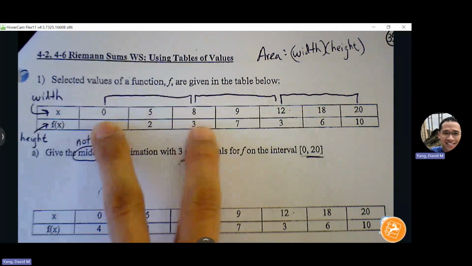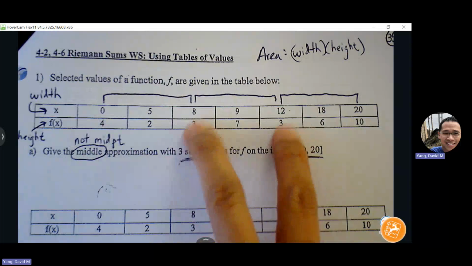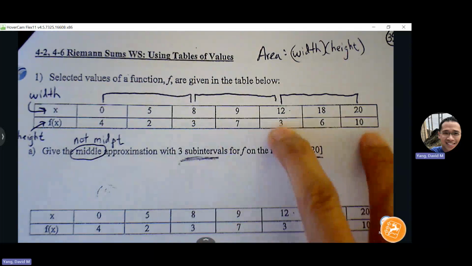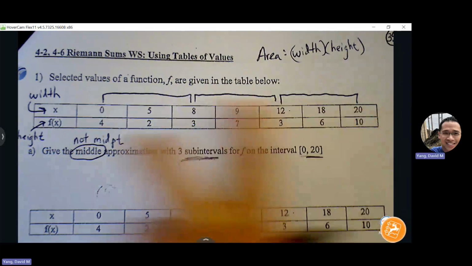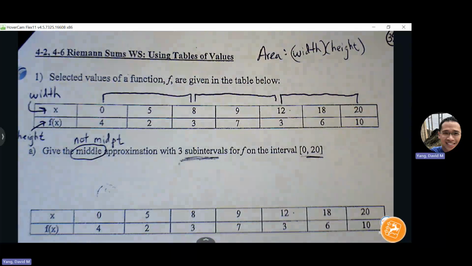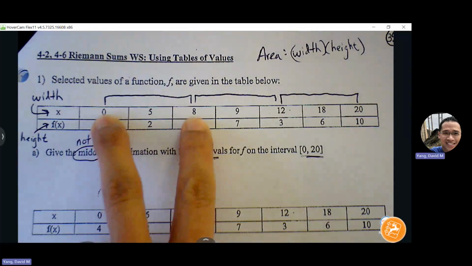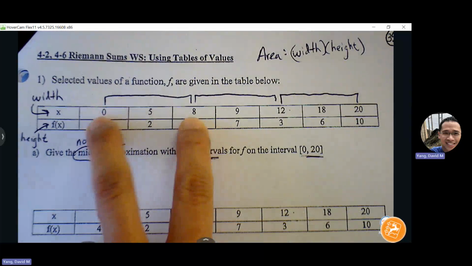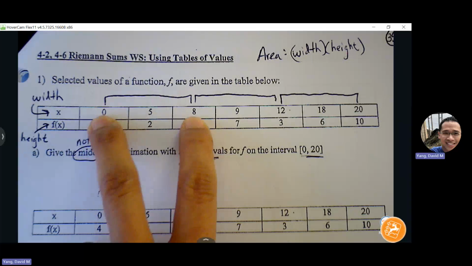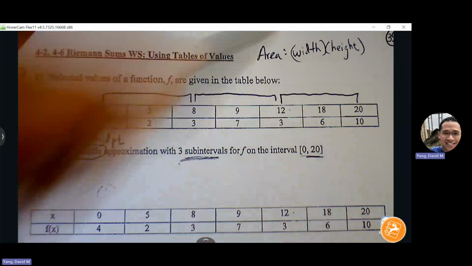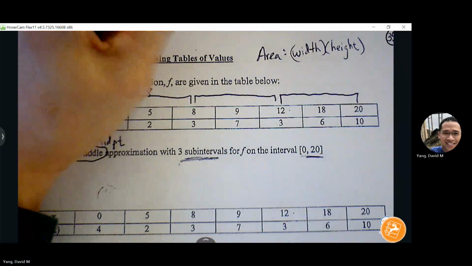You see how this one goes across 3 ordered pairs. This one goes across 3 ordered pairs. This one goes across 3 ordered pairs. The first row is the x value. The second row is the y value. Are we good so far? All right. Now, to get the width, we're going to have to count the distance between these endpoints. So we're going to subtract. What's 8 minus 0? 8. That's the width of my first rectangle.